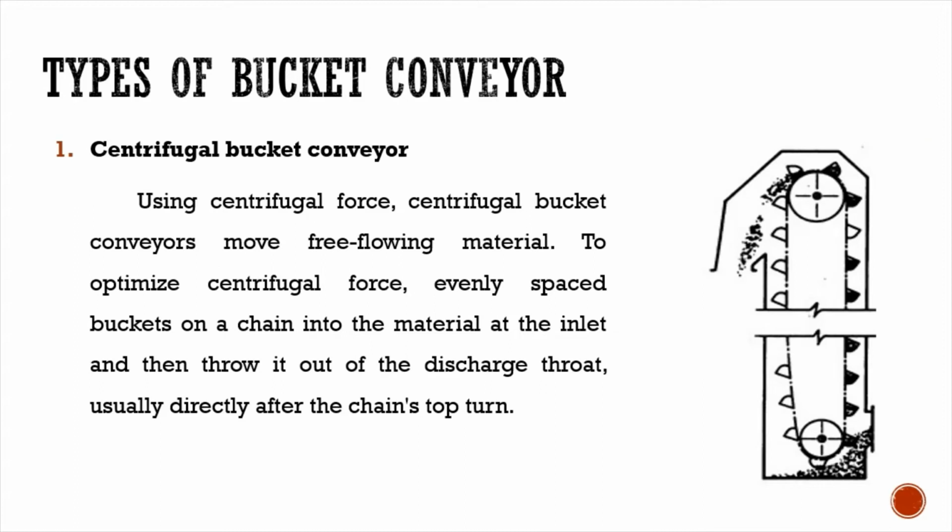Types of bucket conveyor. First is a centrifugal bucket conveyor. Using centrifugal force, centrifugal bucket conveyors move free-flowing material. To optimize centrifugal force, buckets are evenly spaced on a chain, scoop into the material at the inlet and then throw it out of the discharge throat, usually directly after the chain's top turn. A metal enclosure surrounds these buckets, which prevents material from going anywhere other than out the discharge end, where any excess material will simply fall back down and restart the conveying operation.